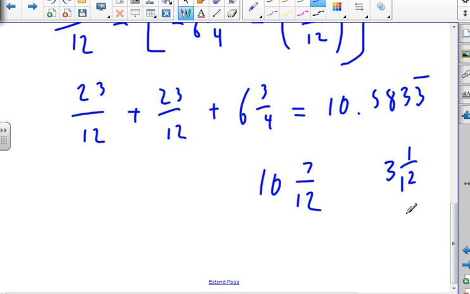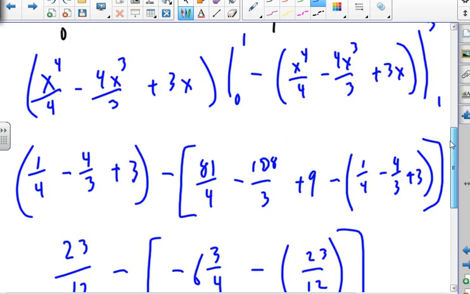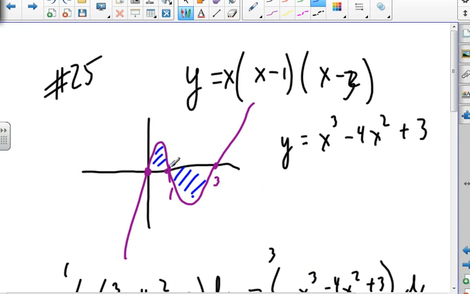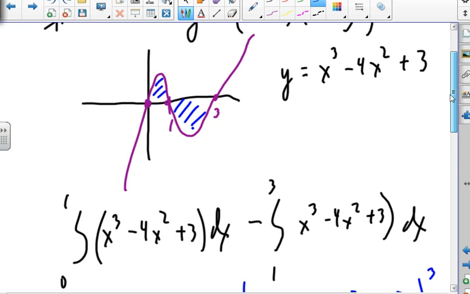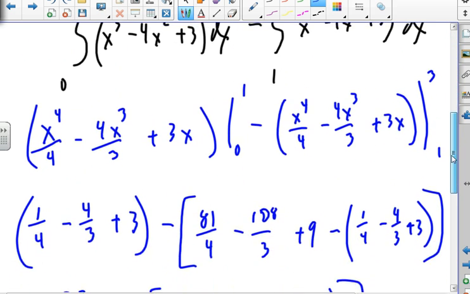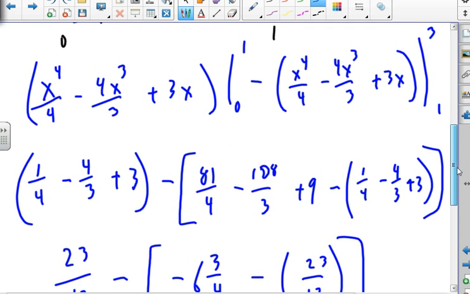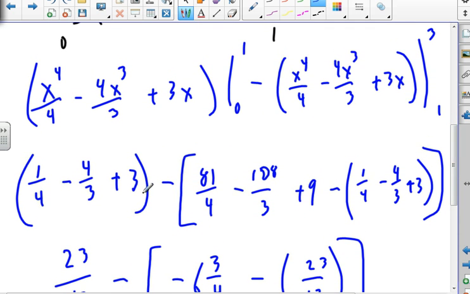Okay, so now we got to go back and reconsider. Is it a negative number the book's giving us? Nope, not a negative number. Okay, so that means both of these are probably positive again, 1 and 3. Okay, I did this one right. I put a 3 in there. 3 to the 4th is 81, right? Yeah. And 3 times 3 is 9.